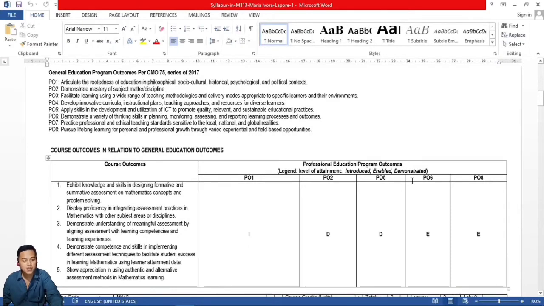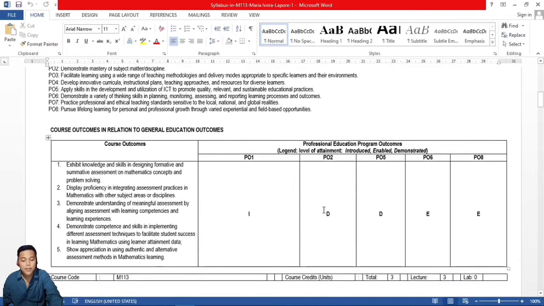D, so demonstrated. Basically, at the end of the program, our students taking this course can demonstrate mastery of the subject content matter or the discipline. And we have more and so on. So that is an example of the mapping of program learning outcomes with course learning outcomes.